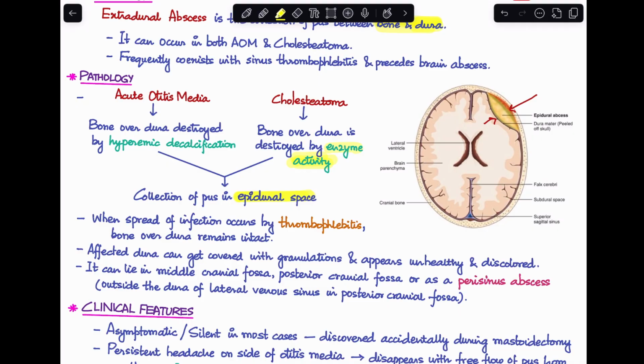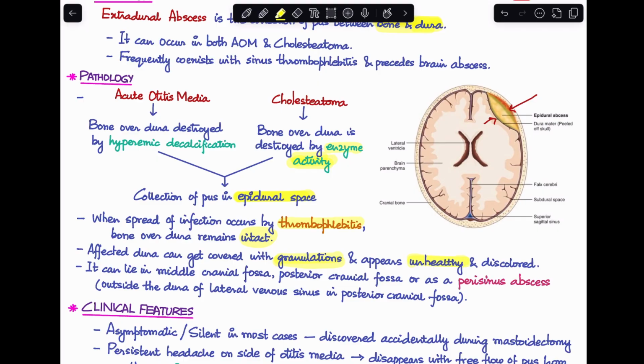development of this disease. The second way is when the spread of infection has happened by thrombophlebitis. In this case, we'll see that the bone over the dura remains intact. It is not destroyed at all. The affected dura that we see over here usually ends up getting covered with a lot of granulation tissue and appears very unhealthy and discolored.